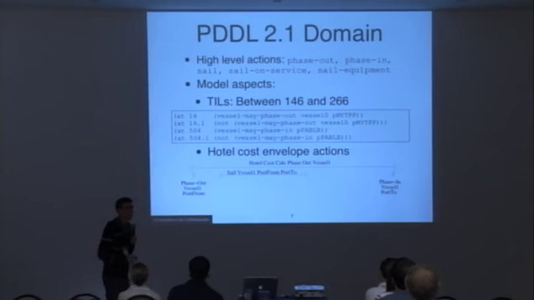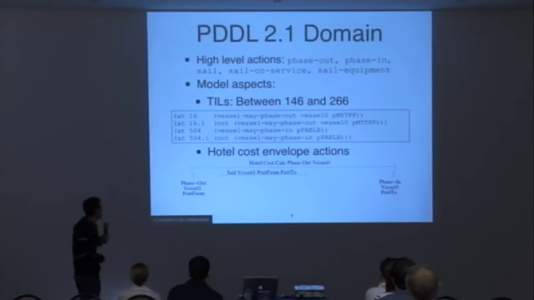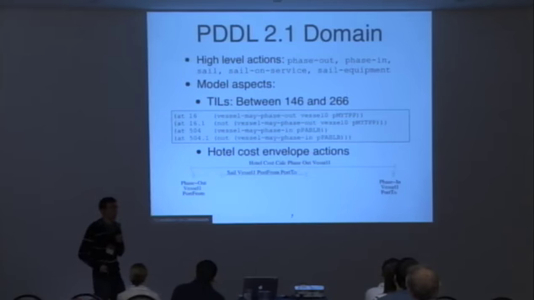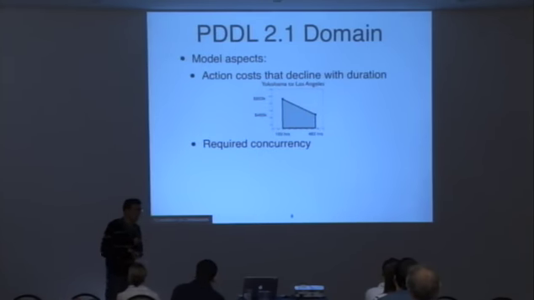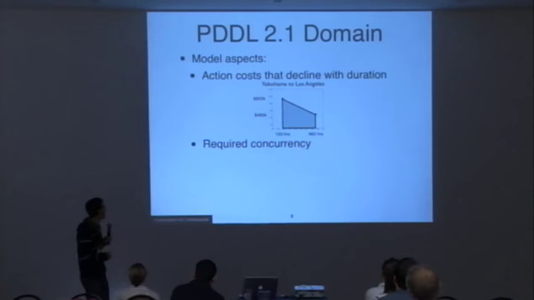So the hotel cost envelope actions look kind of like this. This is a picture from our technical report which accompanies the PDDL domain. If you phase out a vessel and then phase it in, and you have a sail action that can't take the entire time, you have all this waiting time, and so the hotel cost action encompasses that entire period and takes all the costs into account. Then we have these strange actions with costs that decline with duration, and finally we have required concurrency in our model as well.